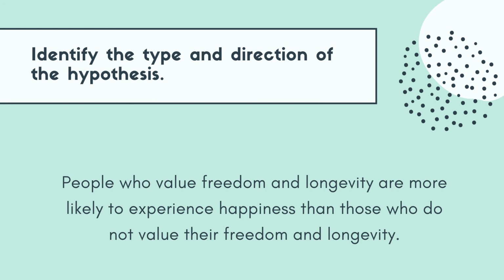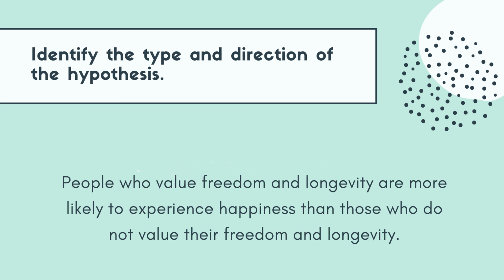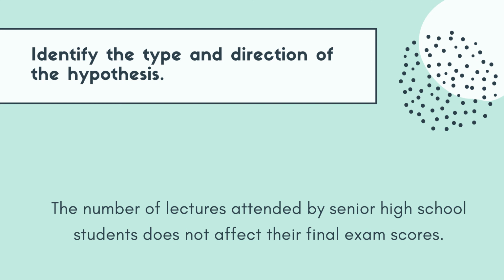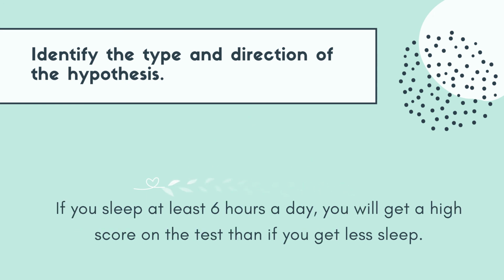This is an example of a complex hypothesis. Ang daming variables. May freedom, longevity, and then happiness. Again, complex ang type. Ang direction ay non-directional, hindi clear. Number 9, the number of lectures attended by the senior high school students does not affect their final. Okay, since nandiyan yung the number, this is a statistical type of hypothesis. Ang direction ay directional.